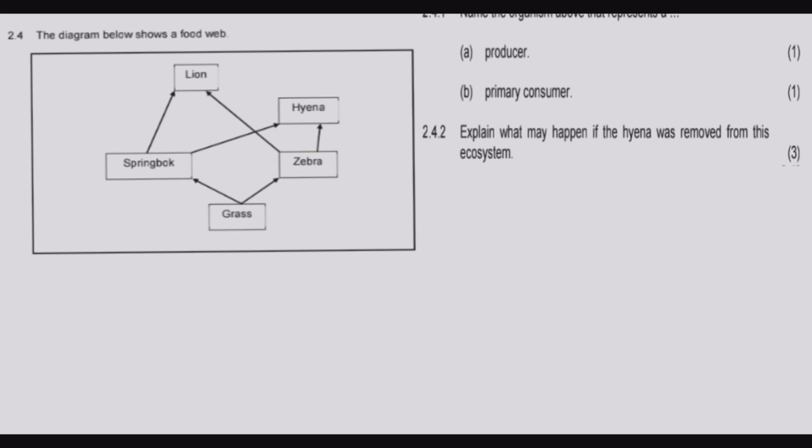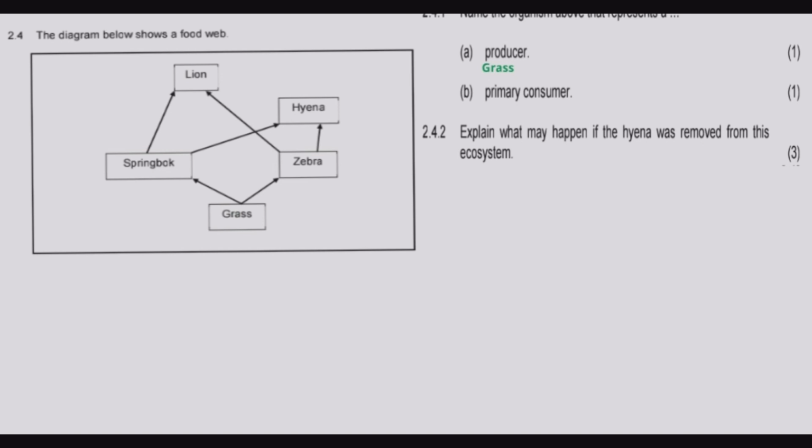Now that you have studied this, we can come to the actual question, question 2.4.1, which is as follows. Name the organism above that represents a producer. The producer here is grass. The energy that the lion finds in springbok and zebra comes from the grass. After the zebra eats the grass, it gets the energy, and the producer of energy is the grass, which just makes its own food. So grass is the correct answer.